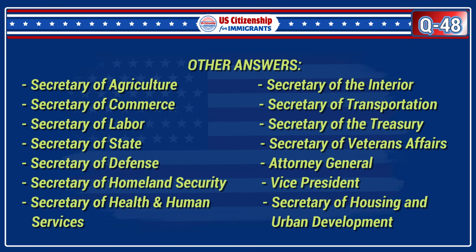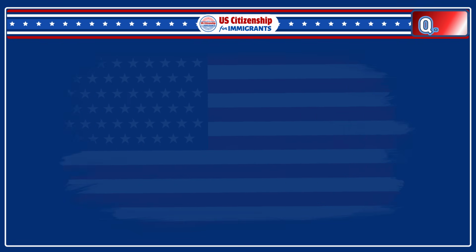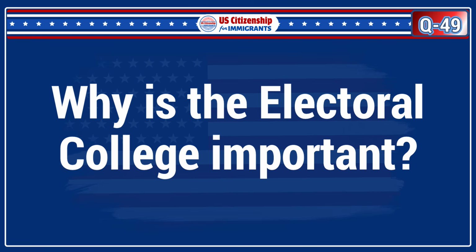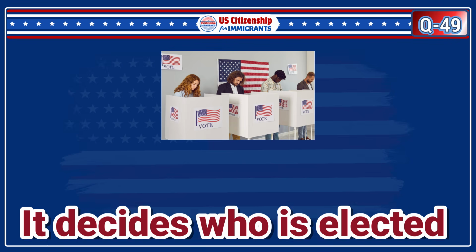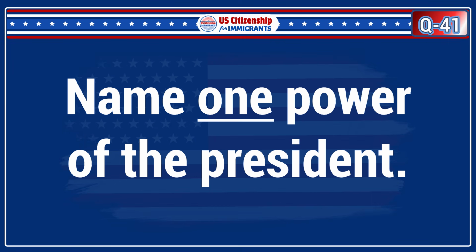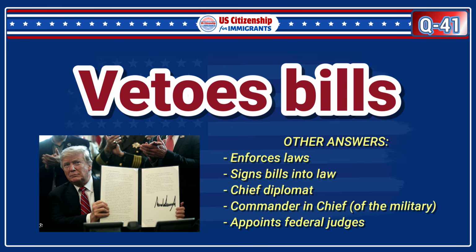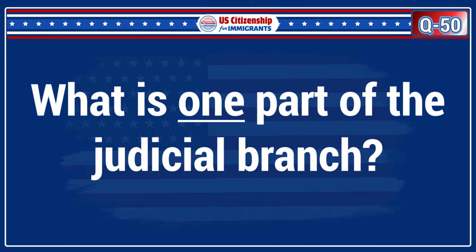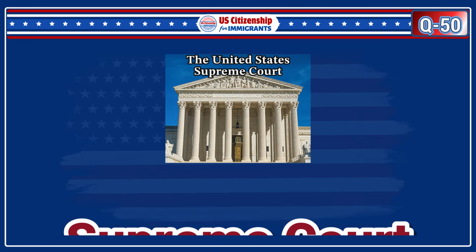49. Why is the Electoral College important? Because it decides who is elected president. 41. Name one power of the president. Vetoes bills. 50. What is one part of the judicial branch? Supreme Court.